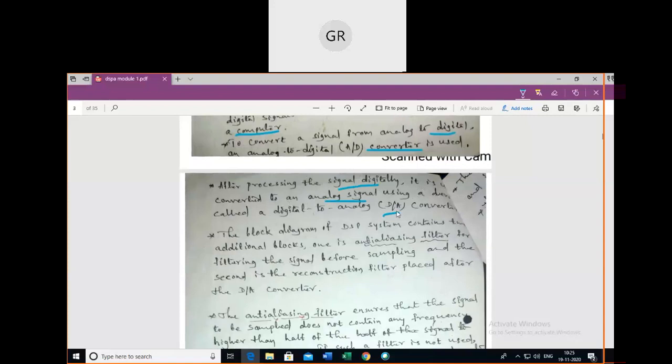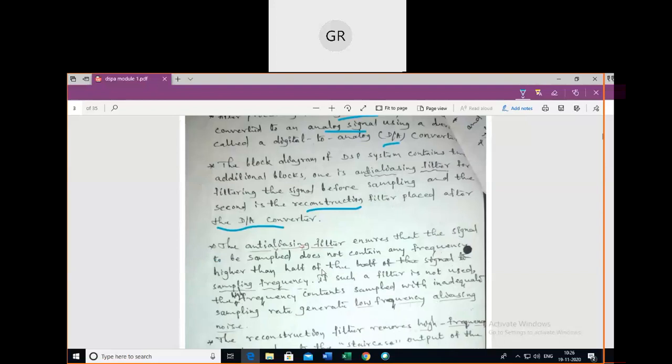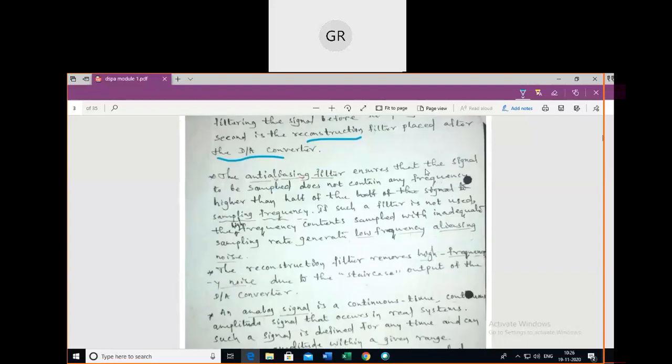Here, the DSP system consists of some additional blocks. What are those? Anti-aliasing filter and reconstruction filter. The anti-aliasing filter is for filtering the signal before sampling, and the second is the reconstruction filter placed after the digital to analog converter. The anti-aliasing filter ensures that the signal to be sampled does not contain any frequency higher than half of the sampling frequency, fs divided by 2.